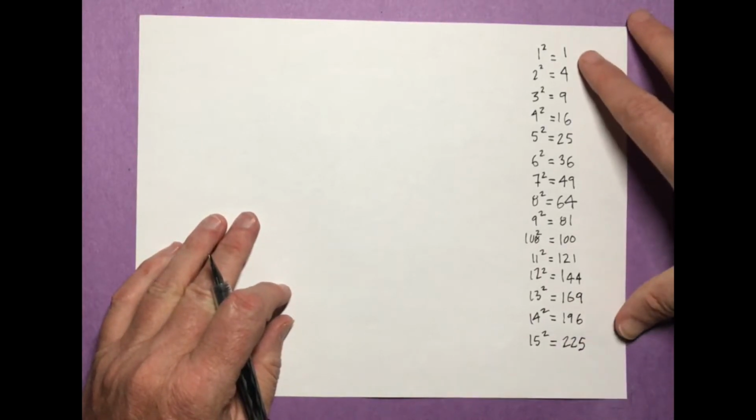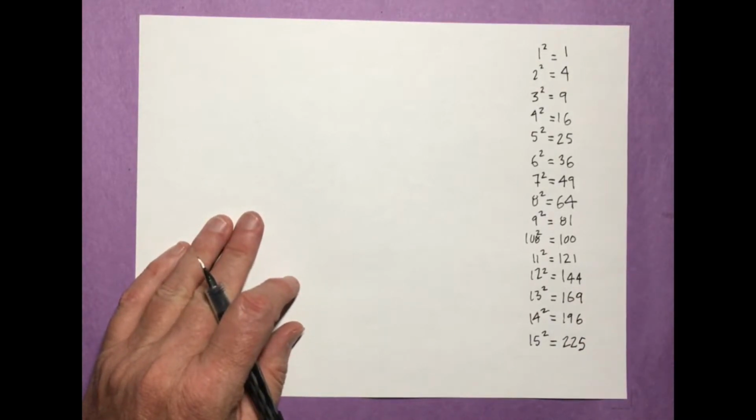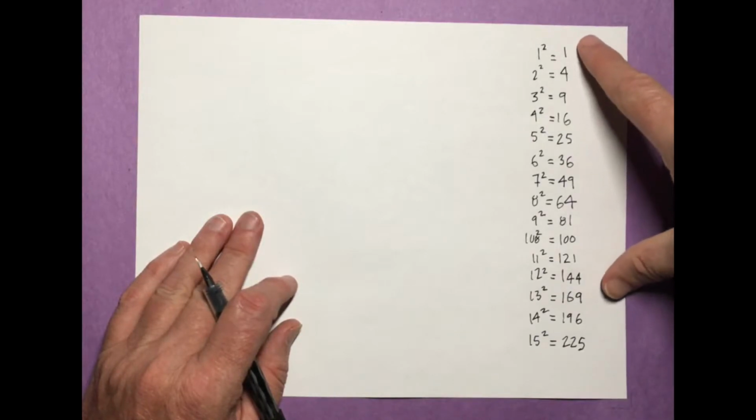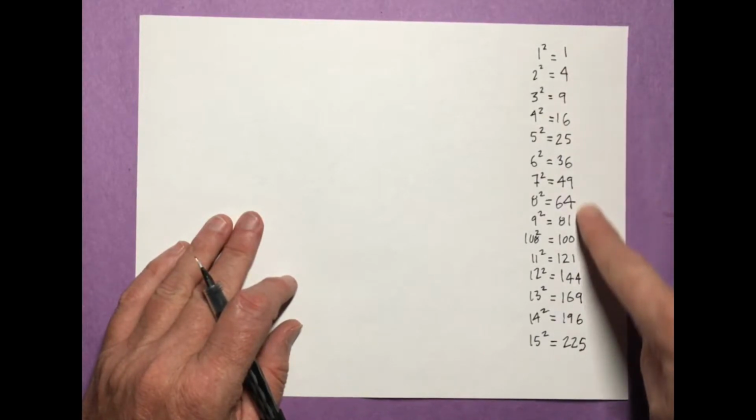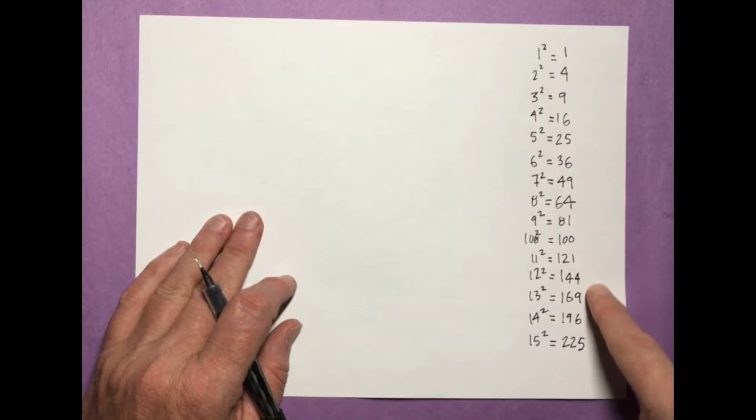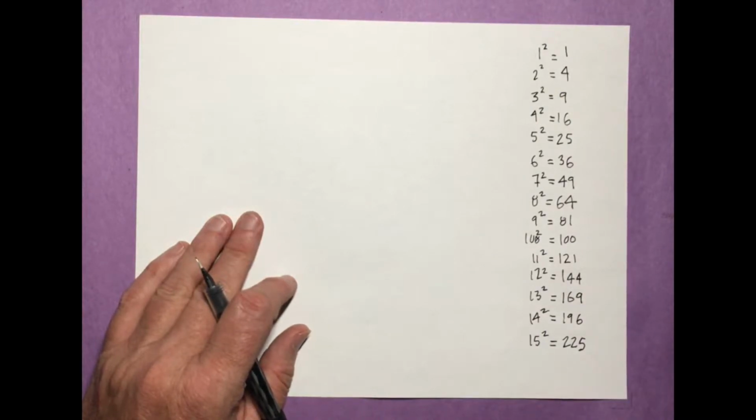So you should at least have those memorized. If you want to go out to 25, that'd be great. But at least have these guys memorized right here. They'll come in real handy working with Pythagorean theorems. And they come in handy in lesson 100, which is all about square roots and irrational numbers.